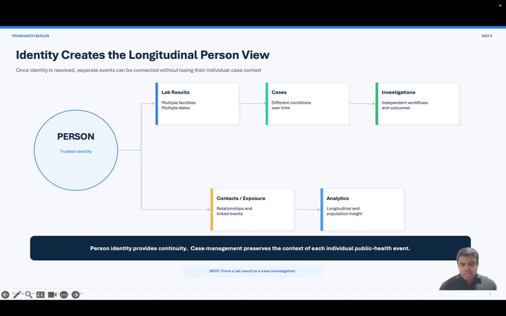For the next day, we'll take the next step. Once the lab results have been normalized and matched to the right person, how does the system determine whether to create a new case, update an existing case, or send the results for review? And this is where reportability rules or case creation comes into play.